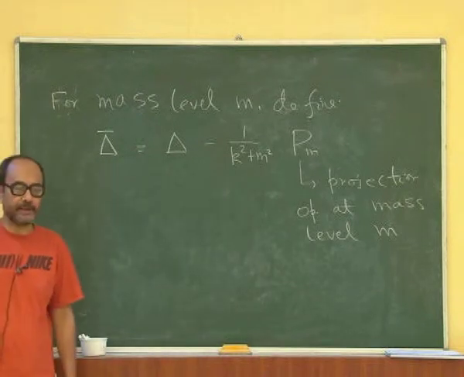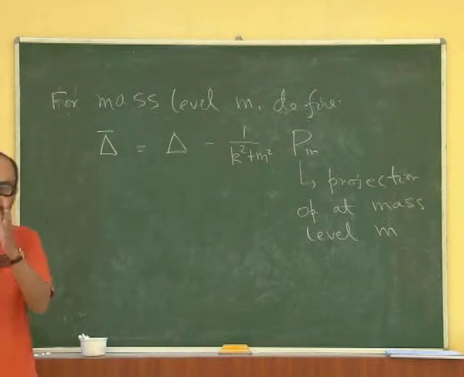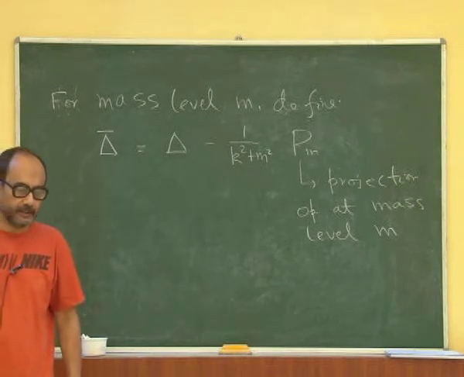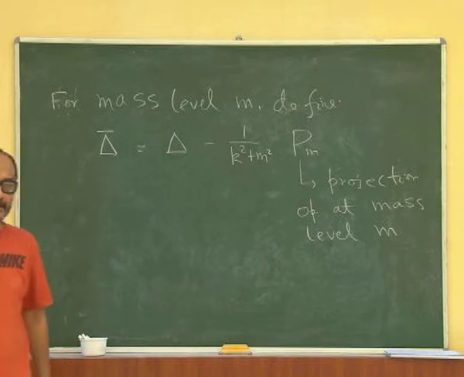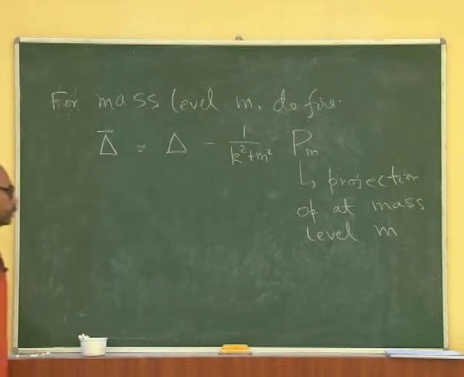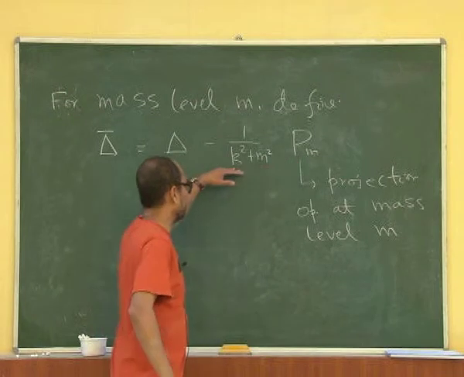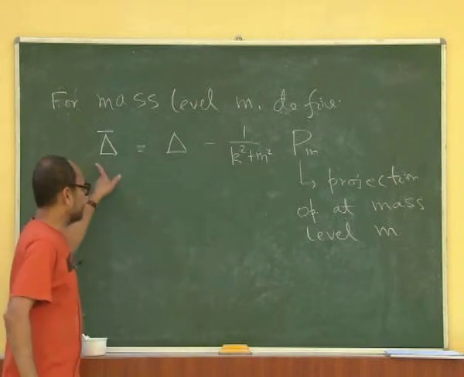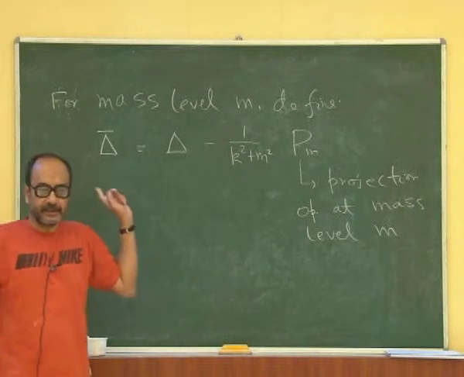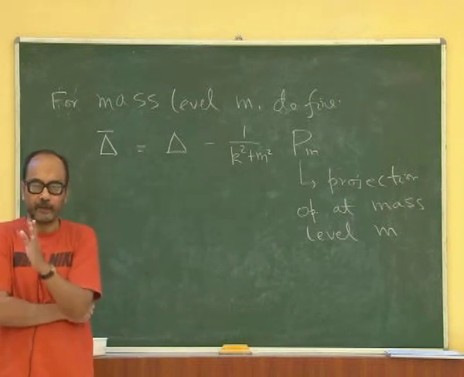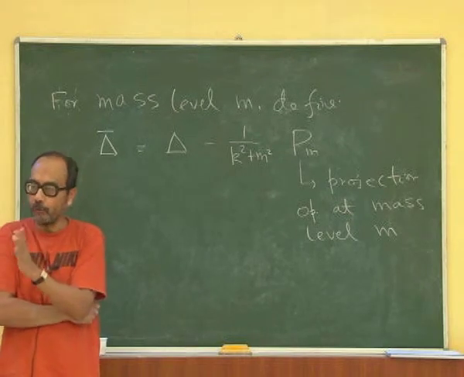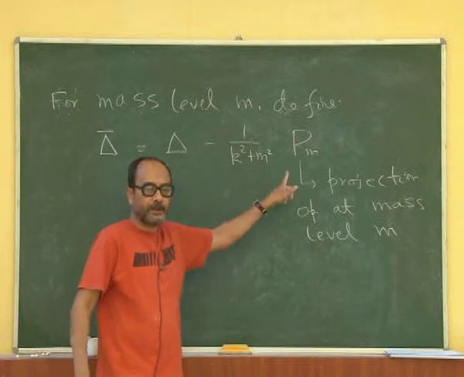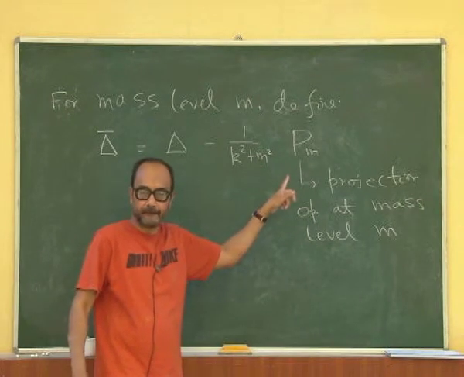Okay, so this is a projection operator into a finite dimensional subspace, because at mass level m there are only a finite number of states. Not all on shell, there are off shell, not all primaries. Primaries, secondaries, but nevertheless there is a finite number of states. So you project onto that subspace and you subtract off 1 over k square plus m square. So this delta bar has lots of poles as a function of k square, but no pole at k square equal to minus m square for this fixed mass, because those poles have been just subtracted out by hand.